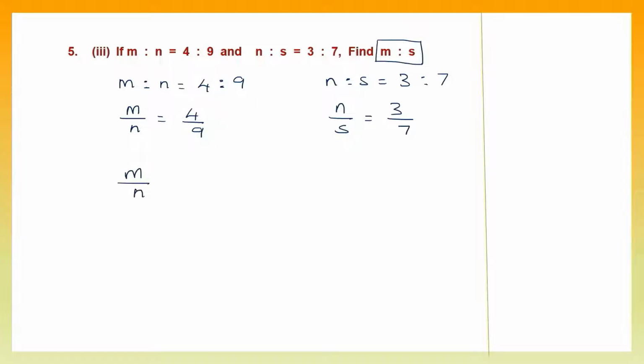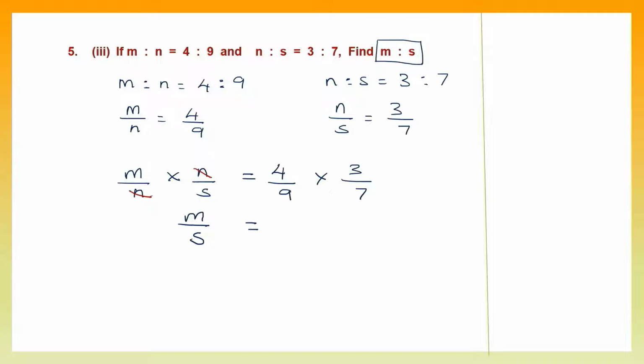M by n into n by s. The two ratios, if I multiply, I can cancel the n's and I'll get m is to s. Now, what is this equal to? How much is m by n? 4 by 9 is there, into n by s is 3 by 7. So here let's cancel whatever we can. Let me cancel the n's. I can cancel one n here and one n there. So what I get here on the left hand side will be m by s.